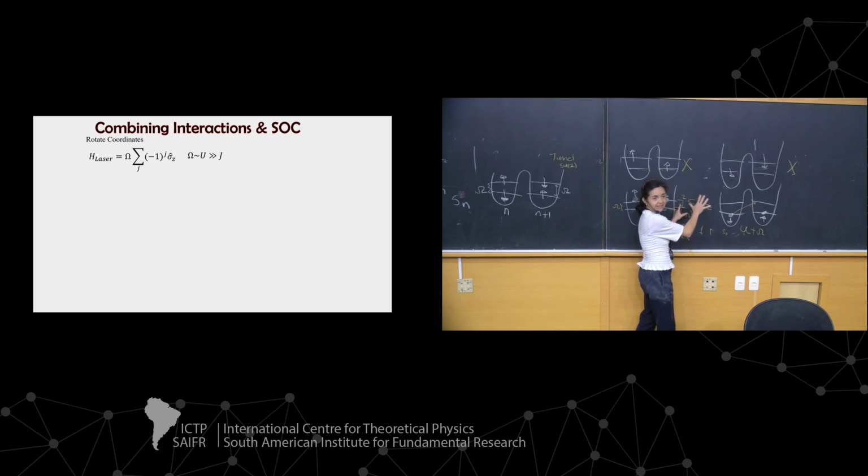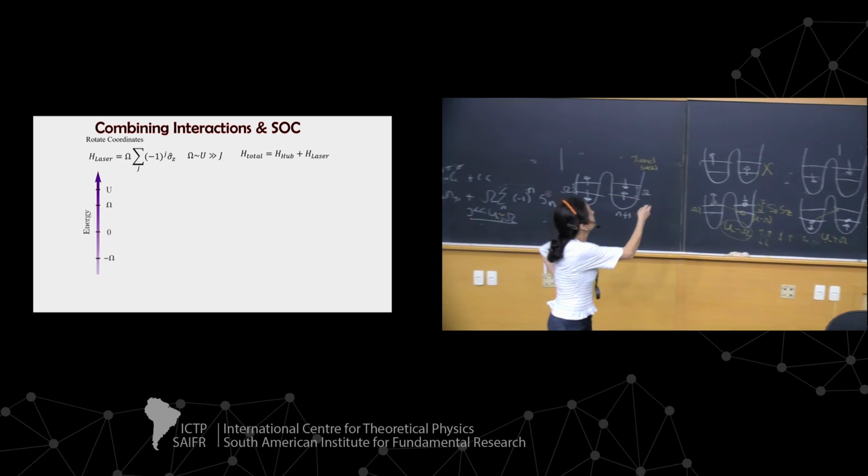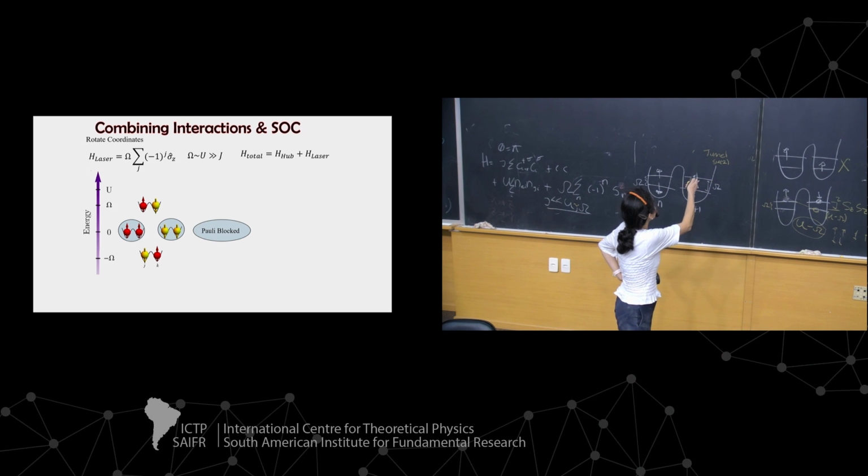But overall, the idea is that there is a Hamiltonian that doesn't have spin flips, and the process that is relevant when these particles go from here to here has a denominator that is U minus omega. Yes? This is what happened here. This is what I'm showing here.